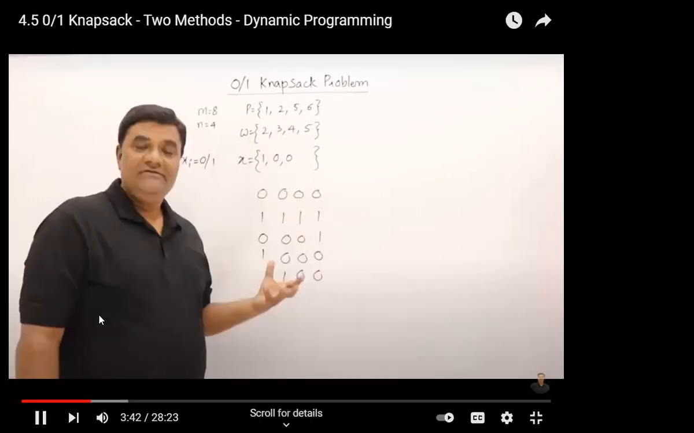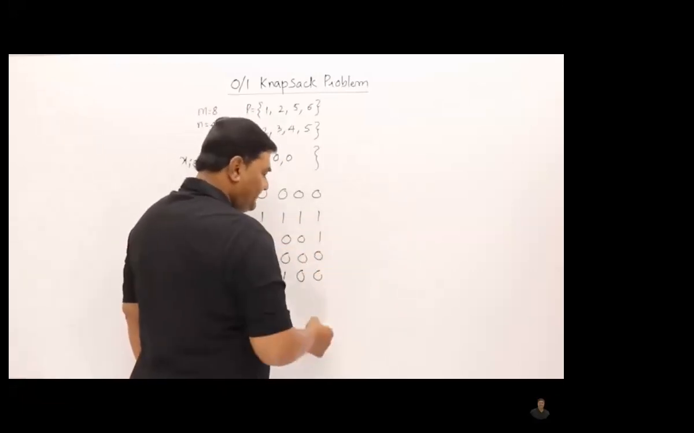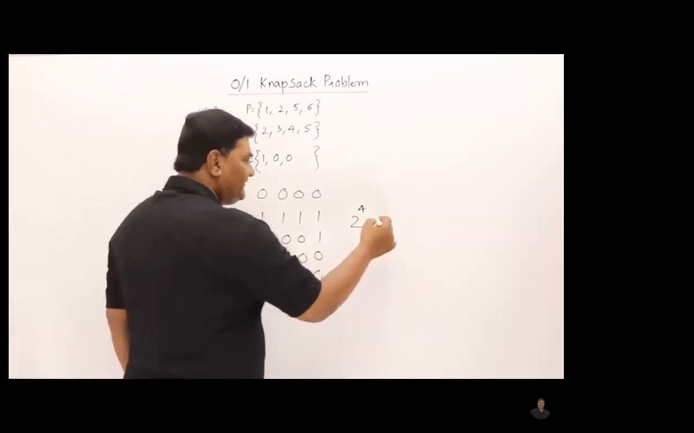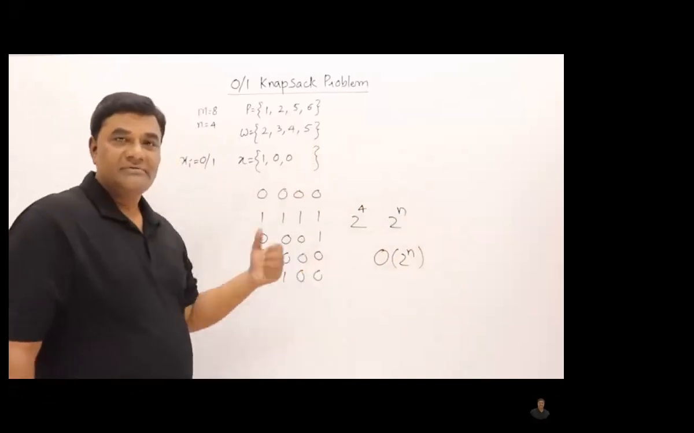All objects I cannot include. Anyway, I should try all of them and pick the best one. So how many solutions will there be? Four positions of zeros and ones, so I get 2 power 4 solutions. For n objects, it will be 2 power n solutions. If I try all of them, the time complexity will be 2 power n. This is too time consuming.